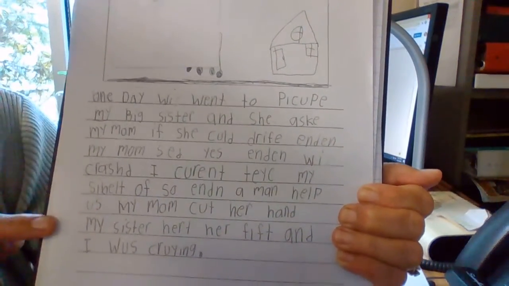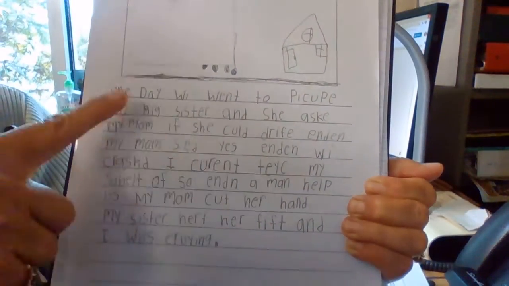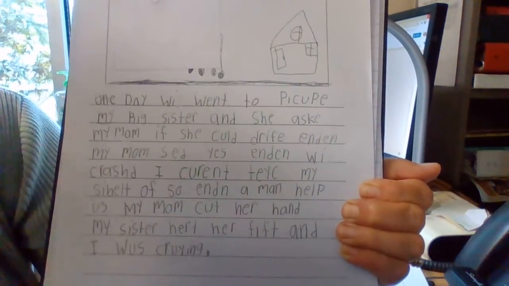Do you see that? This story is just one sentence. We only have one period, and we have no capital. What we're going to work on today, boys and girls, is making sentences.